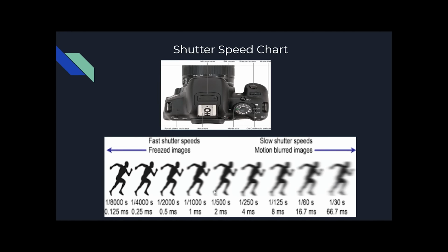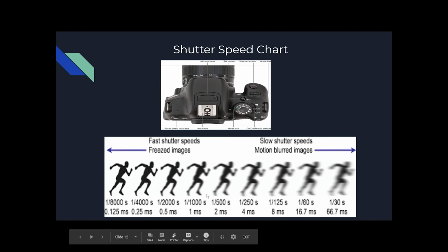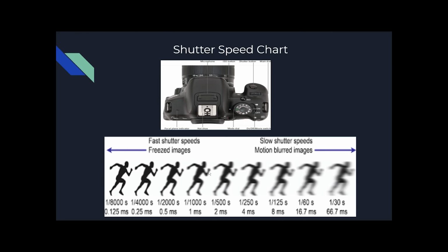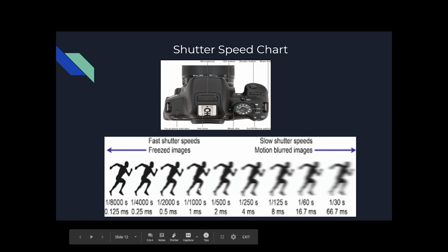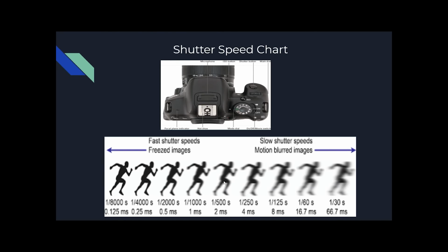Once you start going under, say, 800 or 1000, you'll notice, if you're taking an action shot of somebody, this is what the diagram is showing you. Whether it's sports, running, anything like that you want to get an action shot of, the higher up the shutter speed, the crisper the action shot's going to be. When you start going lower, so 1/500, 1/250, as you can see, the subject starts to get more blurry as it goes down.